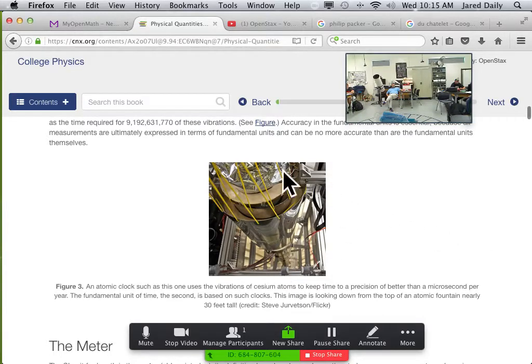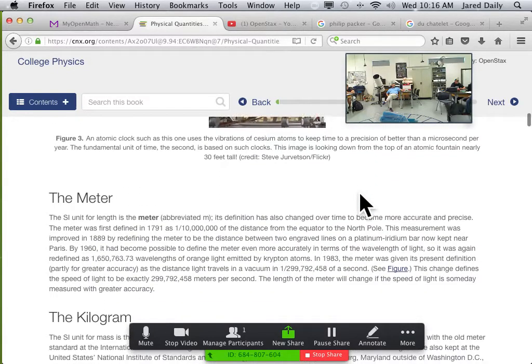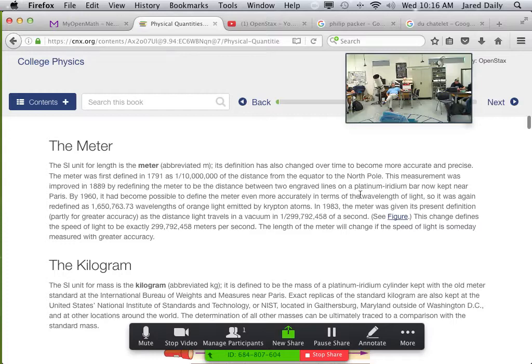Here's an atomic clock, by the way. Looking at it from the top, it's called a fountain clock. It's like 12 meters high, actually, 7 meters high. But the units that we're going to use are this International System of Units. And for length or distance, we're going to use the meter. That is the standard unit.